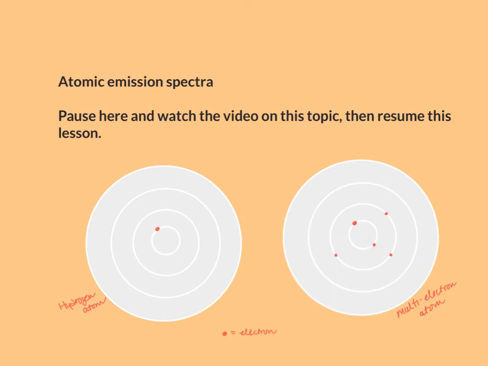At this point, I'd like you to pause this video and go back to the topics page for chapter 3 and find the video entitled Atomic Emission Spectra. Pause this, view that, and then return, and we will talk about it. It's important that you view that first.